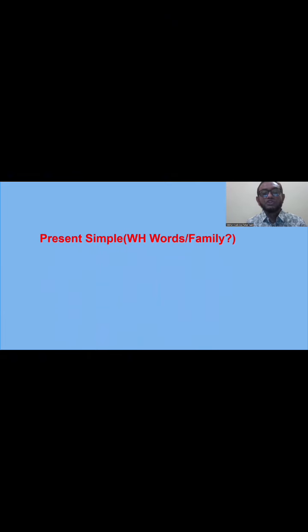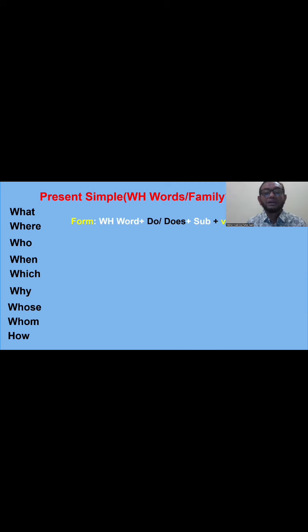Now, present simple WH words or WH family. How to form the WH words or family? We are now going to discuss this. Look at the WH family: what, where, who, when, which, why, whose, whom, and how. All are the WH words or WH family. The formation: WH word plus do or does plus subject plus verb 1 plus object. And if you look at the formation very carefully, you can easily find out that present simple interrogative and present simple WH family are almost the same, but only the WH word should be used before the do or does helping verb.